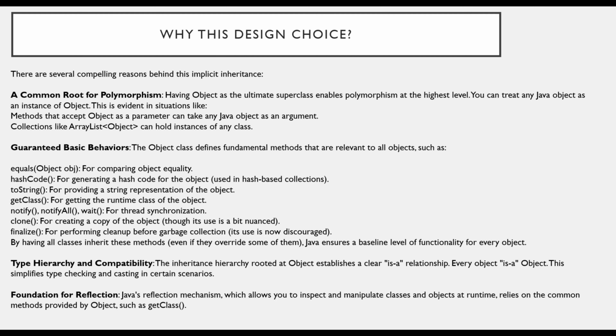Now when it comes to reflection, it is going to inspect and manipulate your classes and objects at runtime. This relies on certain methods provided by the Object class itself. There is one method called getClass, which reflection uses much for getting this information.